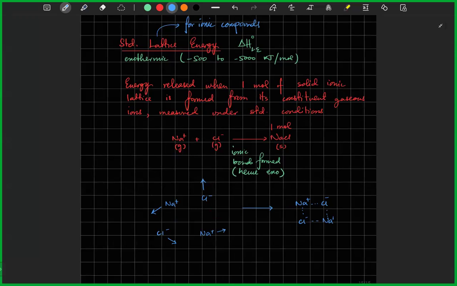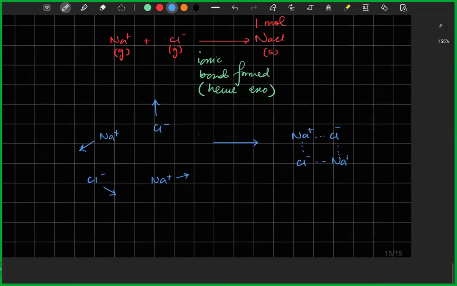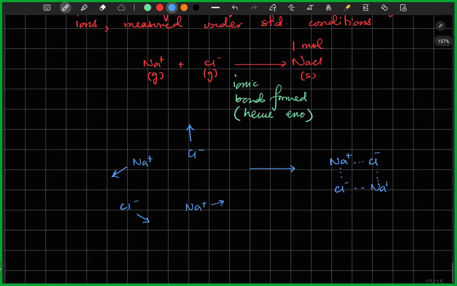Now, lattice energy, if you have a strong lattice, like a really strong lattice, so if it's a strong ionic lattice, then your delta HLE is going to be more exothermic.